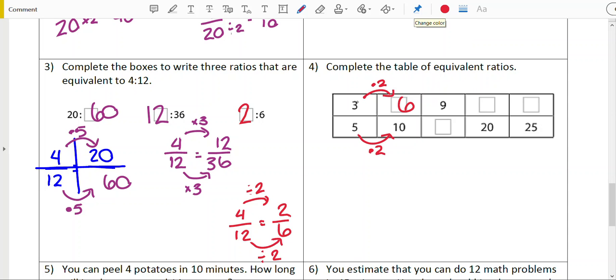I need to get forward again, so this would be to 9. So it would be 9, or 3 times 3 would be 9. So I'm going to go 5 times 3 would be 15.